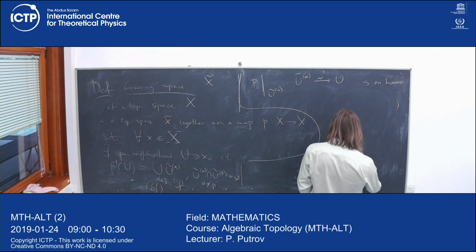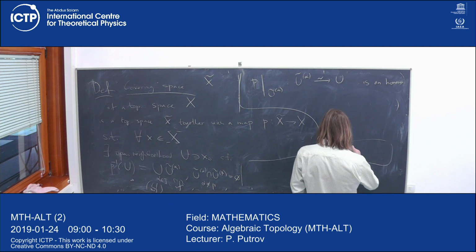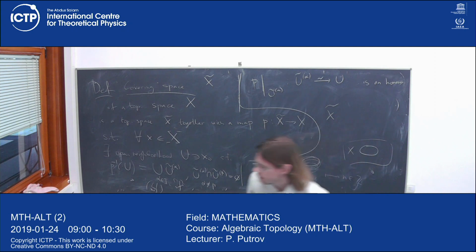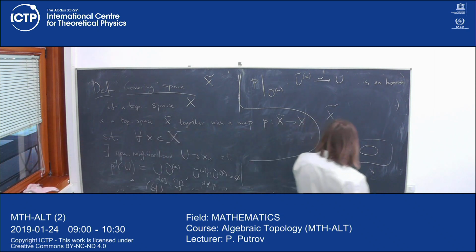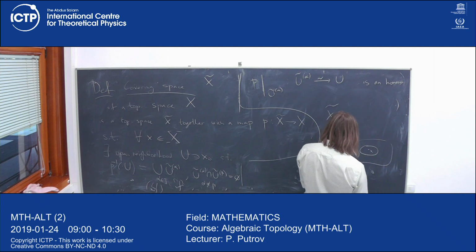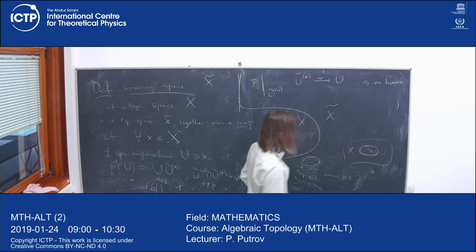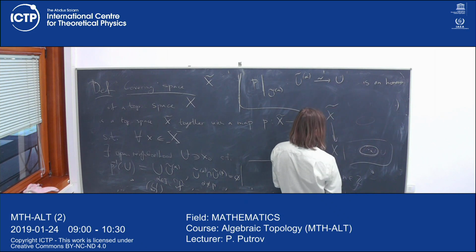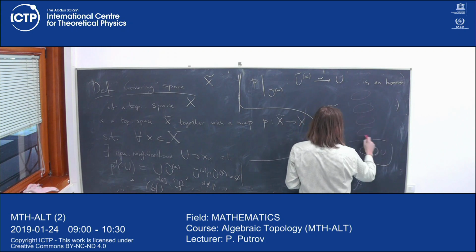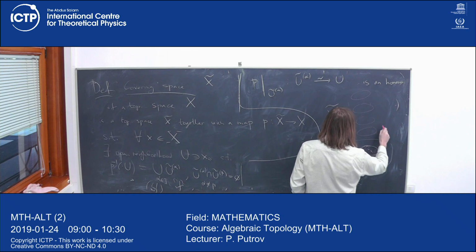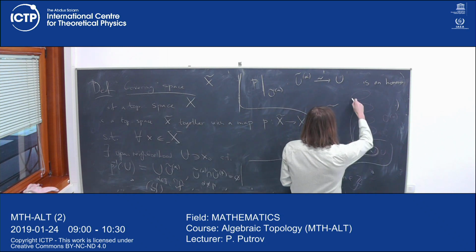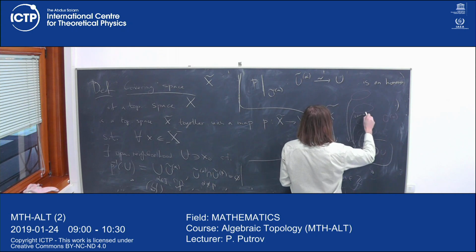So this is a bit abstract, but okay, how does this morally look like? If you have some X and X tilde, some covering, the statement is that for any point X, we can choose some open neighborhood U, so that the preimage is a bunch of disjoint neighborhoods, U tilde alpha, so that if I restrict P to any of them, this will be a homeomorphism.